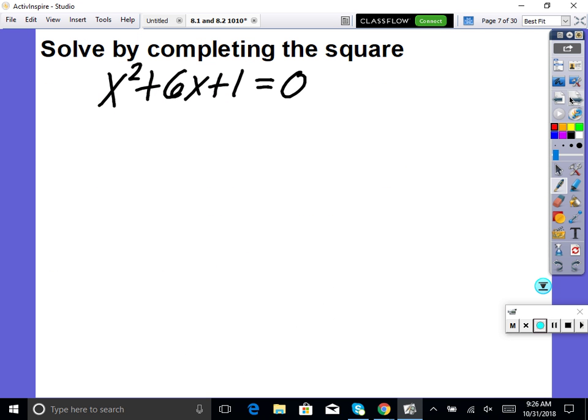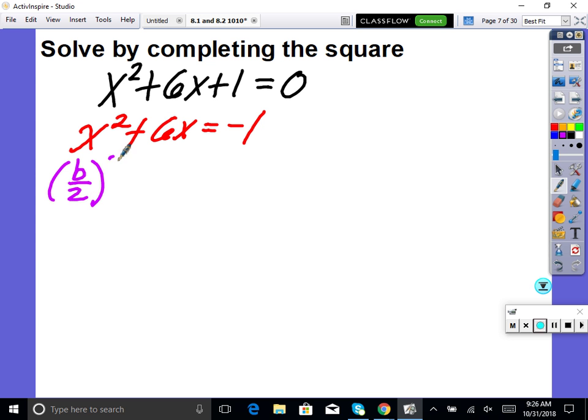Write it down. Solve by completing the square. First step is to isolate the variables on one side of the equation. So we'd have x squared plus 6x equals negative 1. We've done our first step. Your second step is to complete the square. We do that by doing b divided by 2 squared. What's my b value? 6 divided by 2 squared.